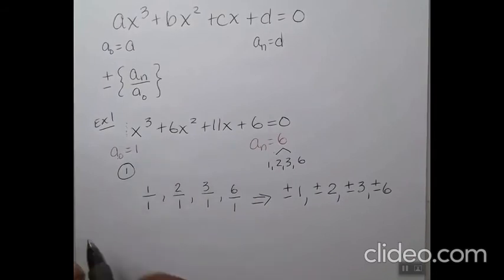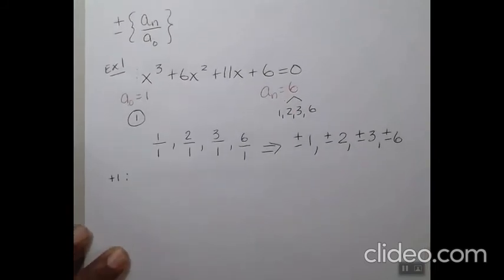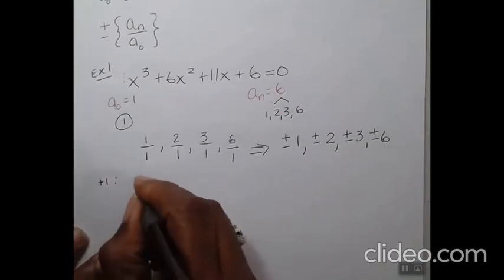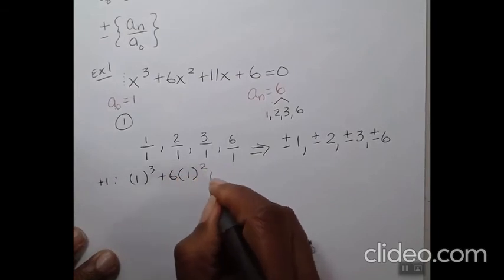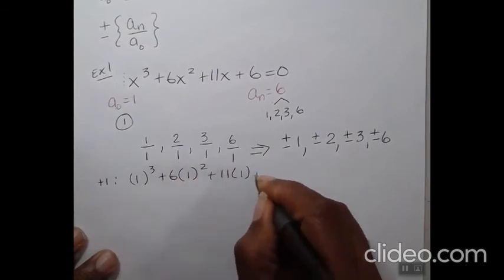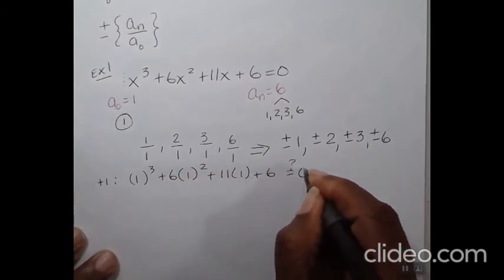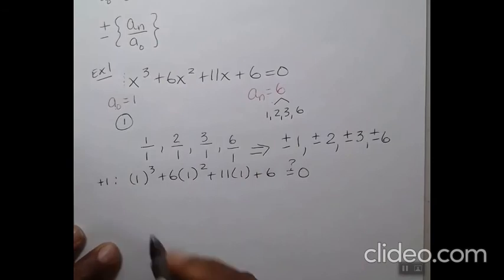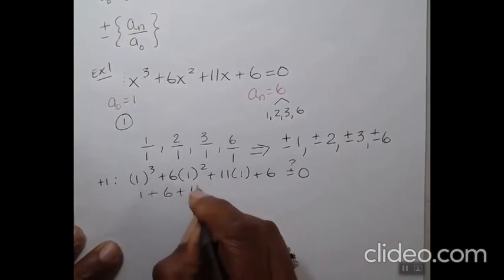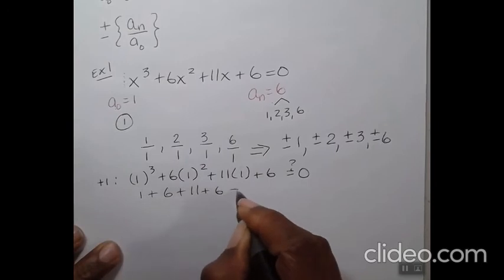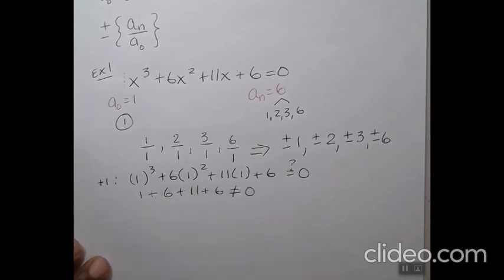Let's try positive 1. See what we come up with using positive 1. Well, we've got x cubed, so 1 cubed plus 6 times 1 squared plus 11 times 1 plus 6. Does that equal 0? I think we can all tell right away that it doesn't equal 0 because all of these are positive, and when you add all these things up, this does not equal 0.